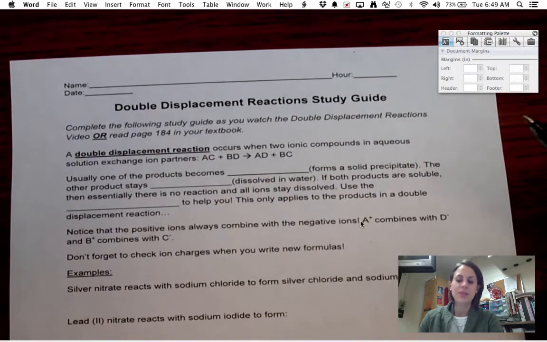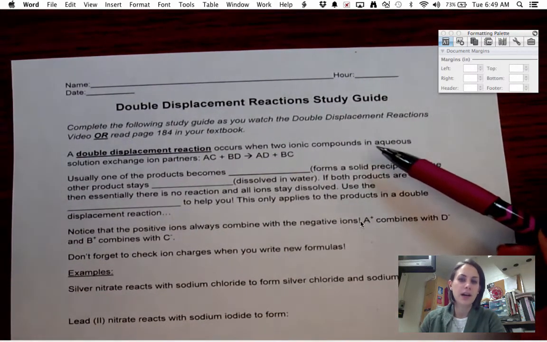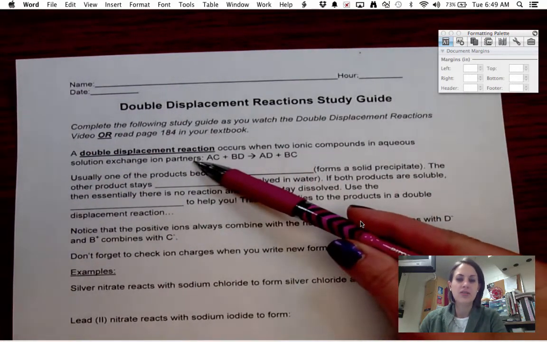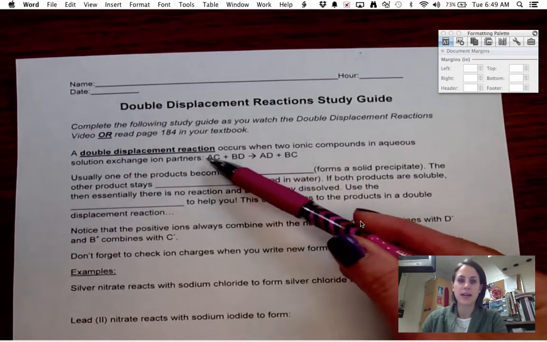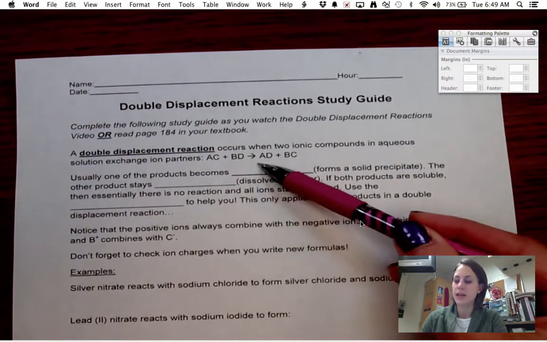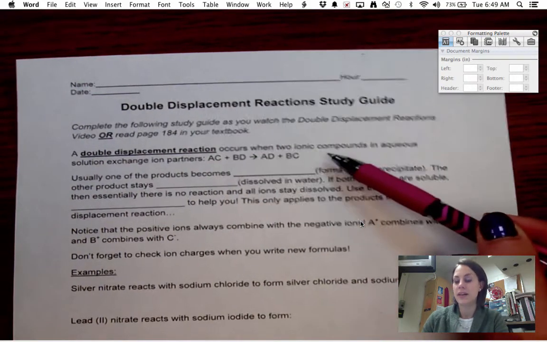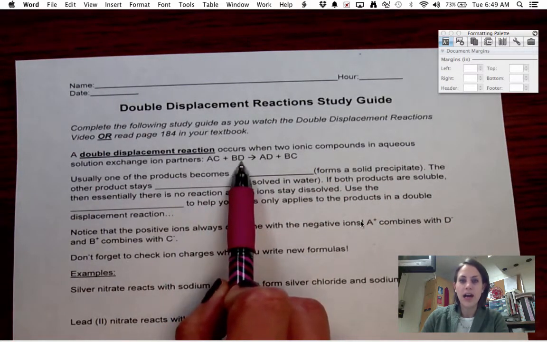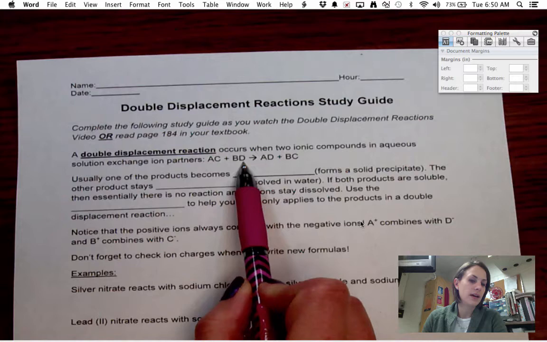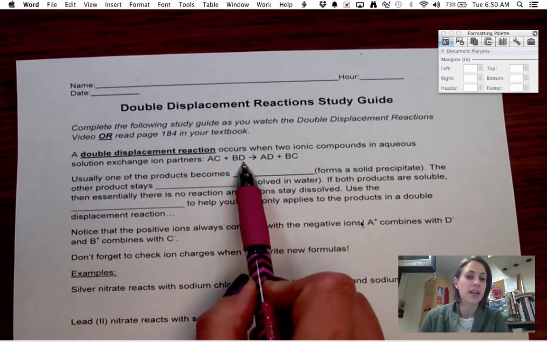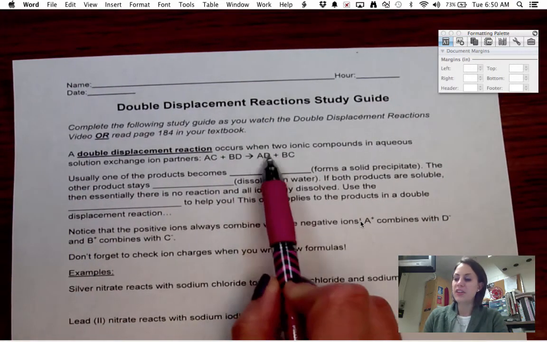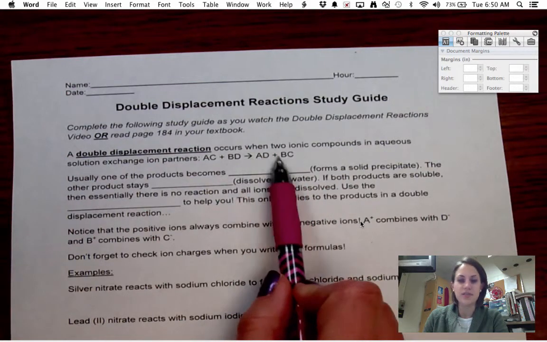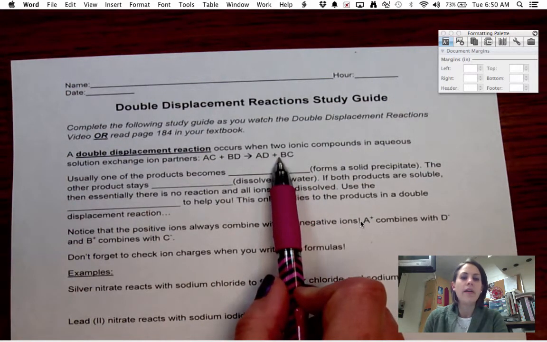A double displacement reaction occurs when two ionic compounds in aqueous solution exchange ion partners. And so the format that I have looks like this: AC plus BD gives me AD and BC. The thing to remember here is that these are compounds. I don't have any free elements showing up in double displacement reactions. But the thing to notice on your product side is that essentially your ions have switched places with each other.